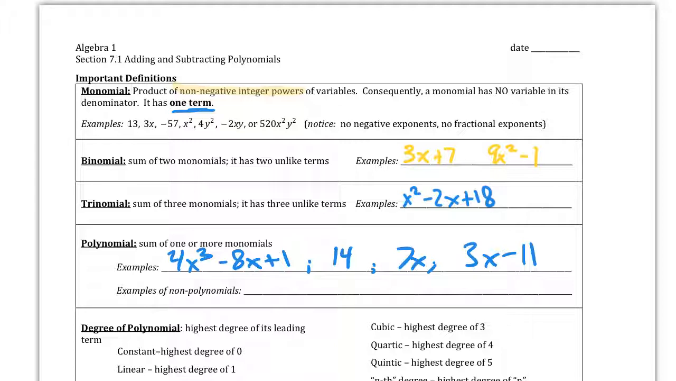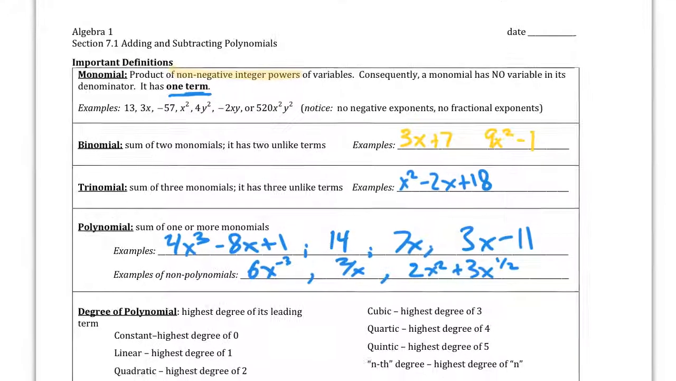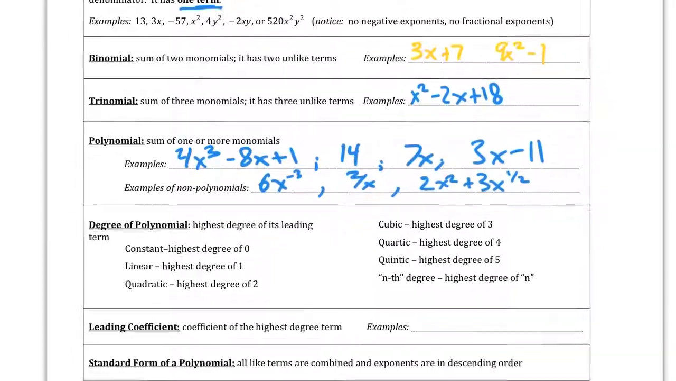Something that's not a polynomial, okay, if I have a negative exponent, 6x to the negative third, that's not a polynomial. If I have a variable in a denominator, okay, 2 over x, that's not a polynomial. Or if I have a fractional exponent, like even if I did 2x squared plus 3x to the 1/2, that is not a polynomial because of that x to the 1/2. All right, so we have those terms: monomial, binomial, trinomial, polynomial.